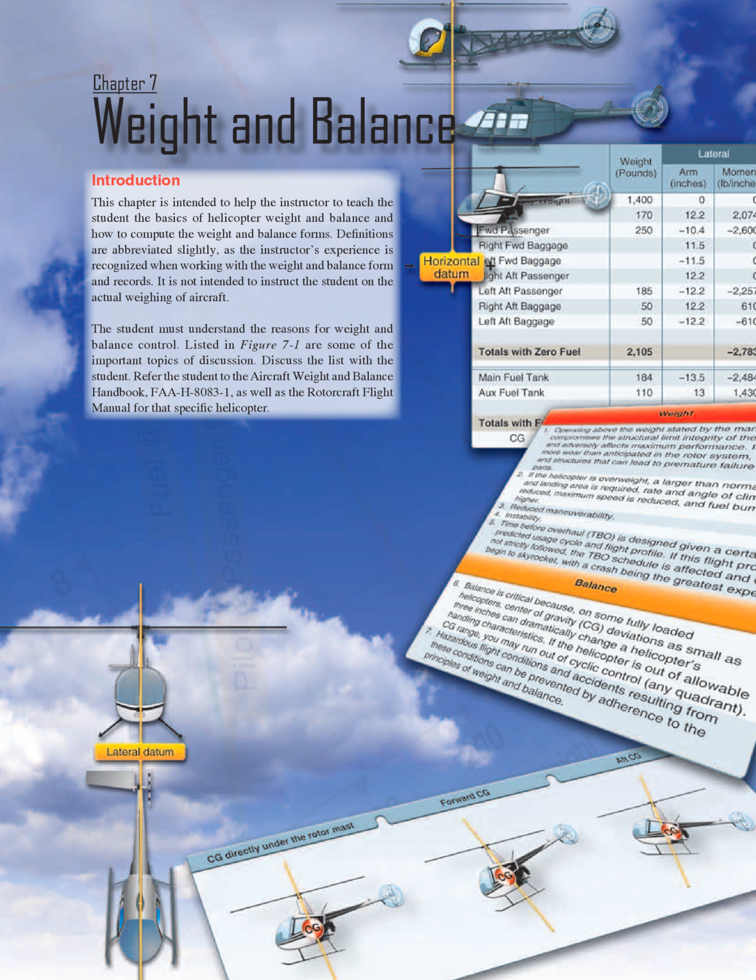The student must understand the reasons for weight and balance control. Listed in Figure 7.1 are some of the important topics of discussion. Discuss the list with the student. Refer the student to the Aircraft Weight and Balance Handbook, FAA-H-8083-4, as well as the Rotorcraft Flight Manual for that specific helicopter.